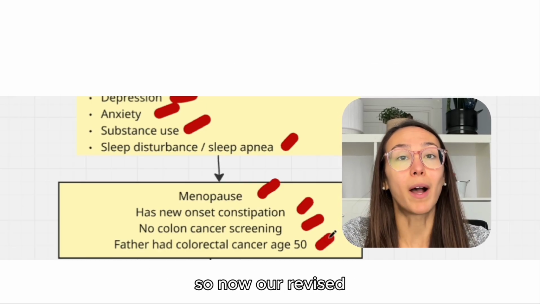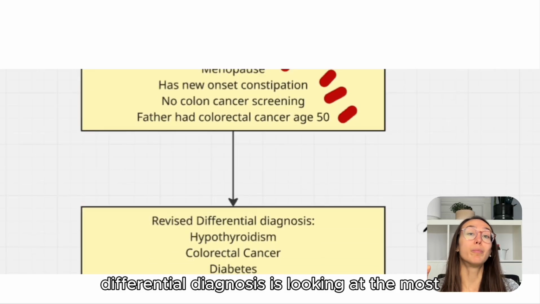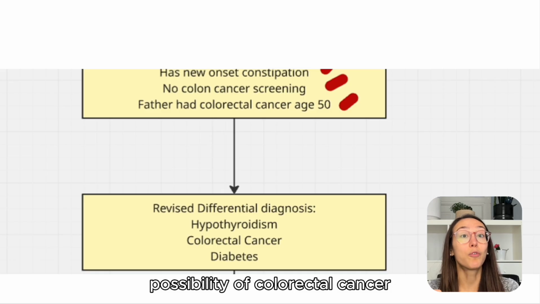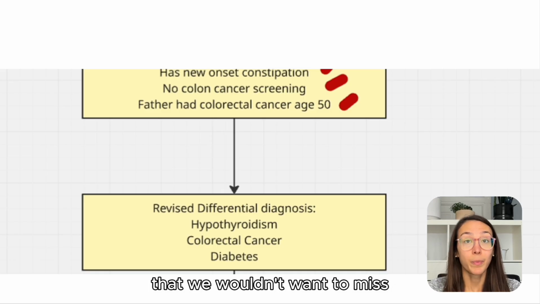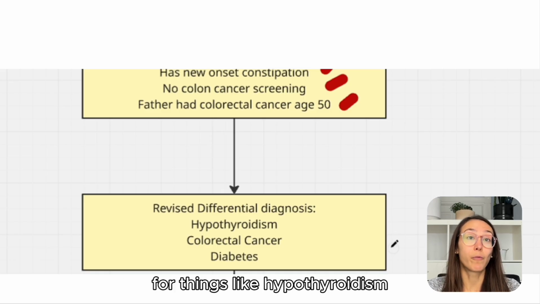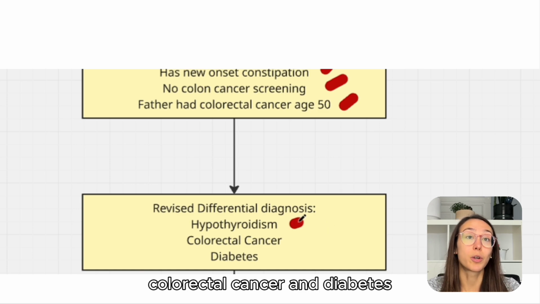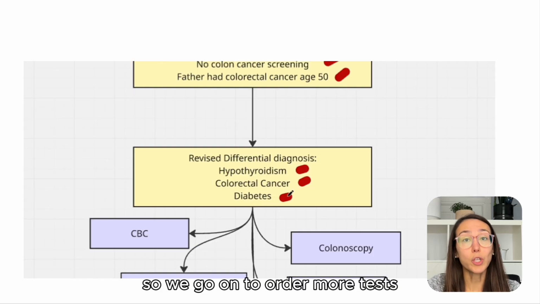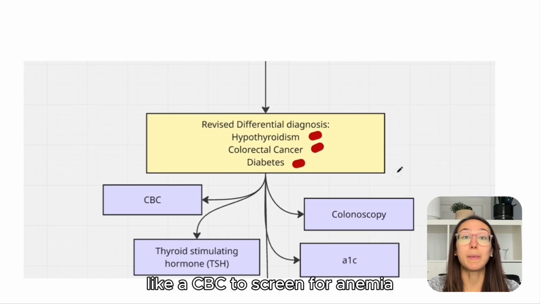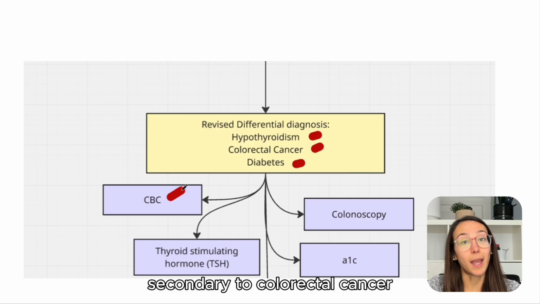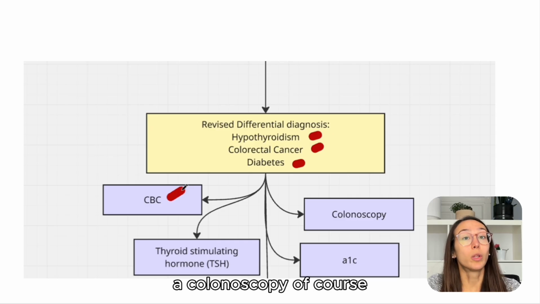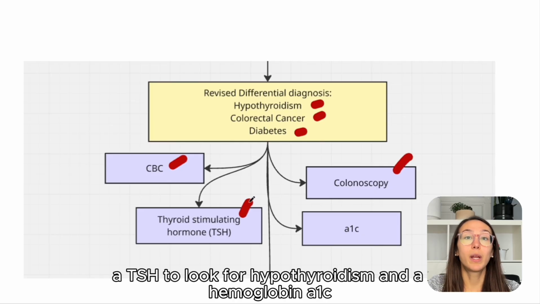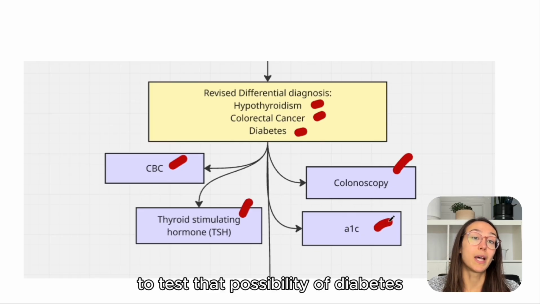So now our revised differential diagnosis is looking at the most likely conditions, but also the red flag possibility of colorectal cancer that we wouldn't want to miss. So we do want to perform further testing for things like hypothyroidism, colorectal cancer, and diabetes because we know it's fairly common in older adults. So we go on to order more tests like a CBC to screen for anemia secondary to colorectal cancer, a colonoscopy, of course, a TSH to look for hypothyroidism, and a hemoglobin A1C to test that possibility of diabetes.